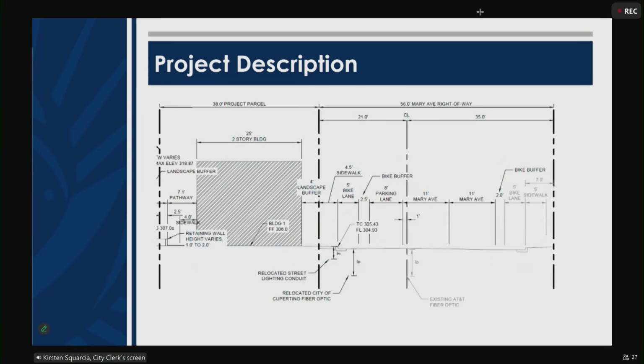So here's just a cross section of the right-of-way. The right-of-way is anticipated to be 56 feet in width. You can see the 11-foot travel lanes in both directions on Mary, with the bike buffers on the east side being 2 feet, with the bike lanes 5 feet on both sides, and an 8-foot parking lane on the west side. A 4.5-foot sidewalk on the west side, and a 5-foot sidewalk on the east side. Again, just a reminder that there is currently no sidewalk on the west side.